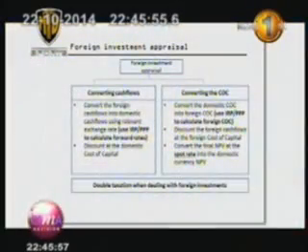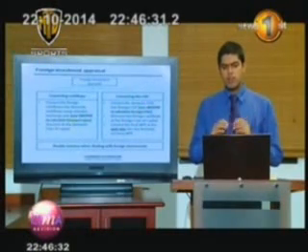Now, final area of investment appraisal is foreign investment appraisal. In terms of foreign investment appraisal, there are two methods you can appraise a foreign investment. Two methods, you can get the same answer. Number one is by converting the foreign cash flows into your domestic cash flows and then discounting it at your domestic cost of capital. The other approach is discounting your foreign cash flows at your foreign cost of capital and then converting the final result at the spot rate. So let's look at these two methods briefly.